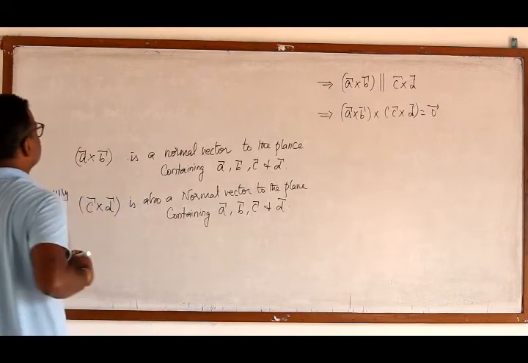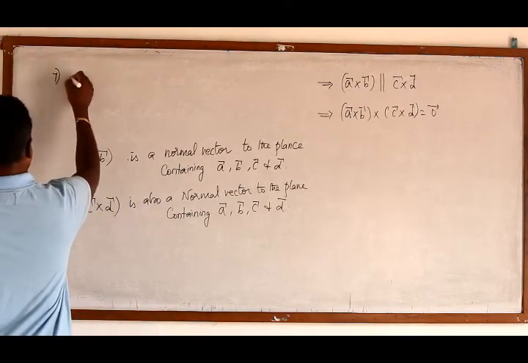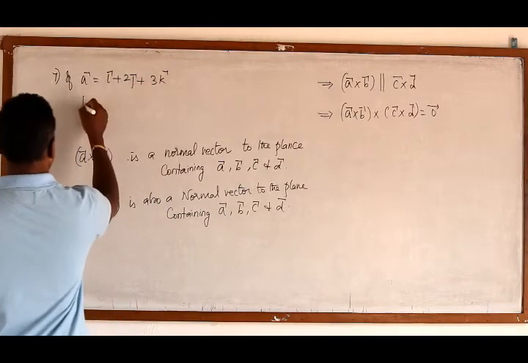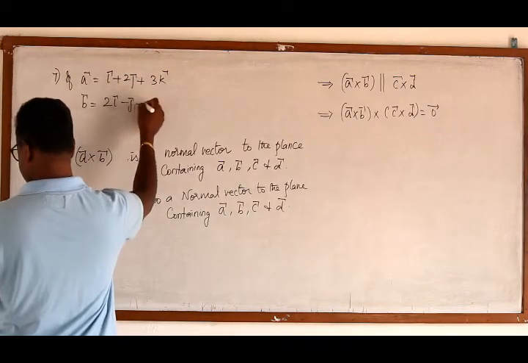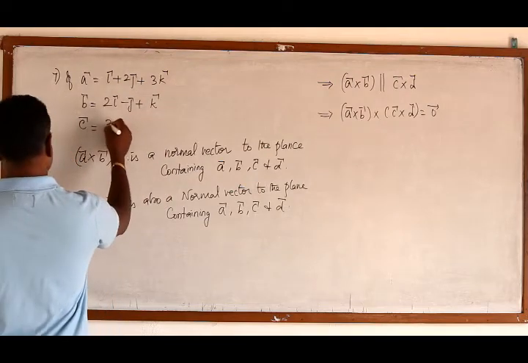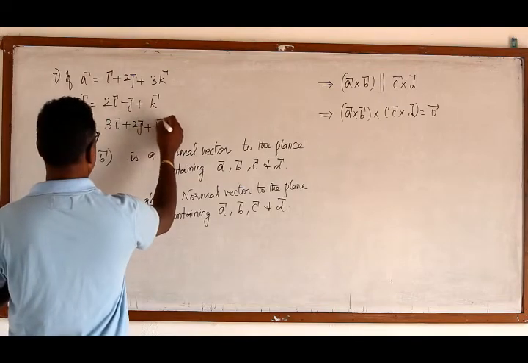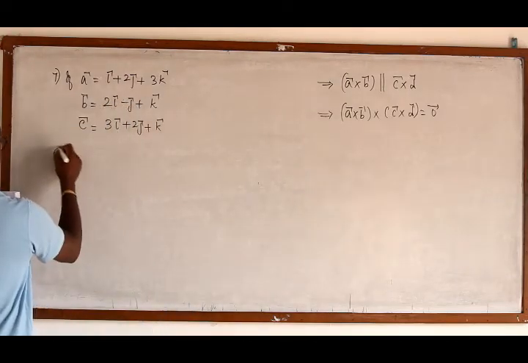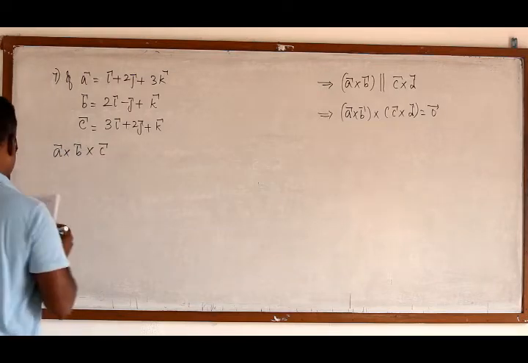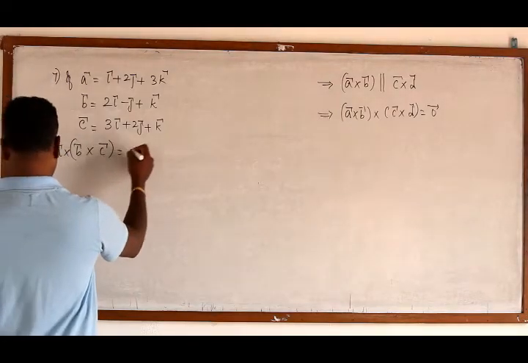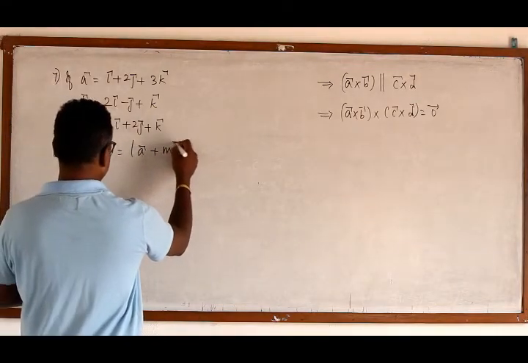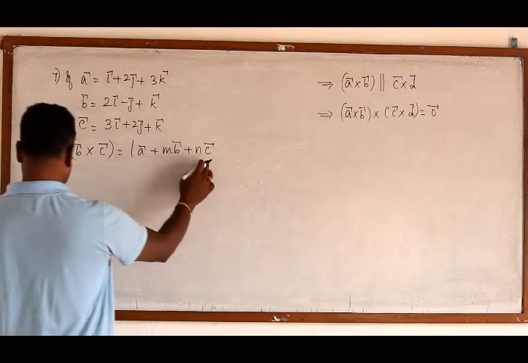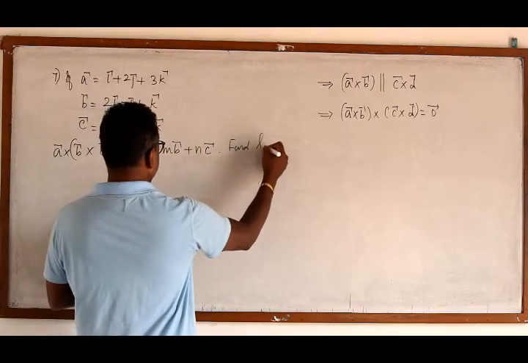Next, problem number 7. If vector A equals i plus 2j plus 3k, vector B is 2i minus j plus k, vector C is 3i plus 2j plus k, and A cross (B cross C) is equal to L vector A plus M vector B plus N vector C. Note down it is not LA, MJ, NC, NK; it is L times vector A, M times vector B and N times vector C. Then find L, M and N.